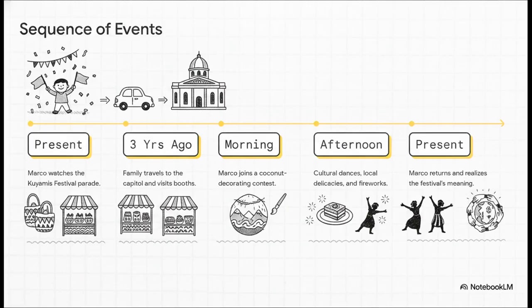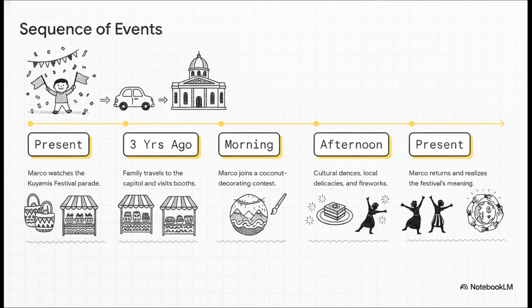You can show your students exactly how the narrative leaves the present parade, jumps back 3 years, and then eventually returns. It's a full circle. We start in the present with Marco at the parade. Boom, the flashback hits. 3 years earlier, a 9-year-old Marco travels to the provincial capital.